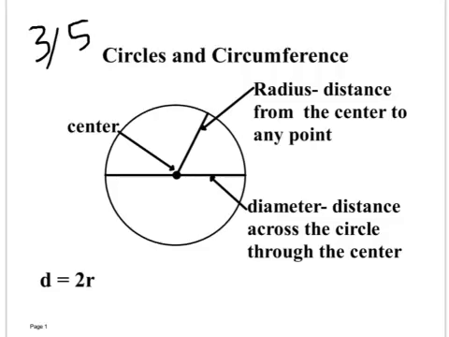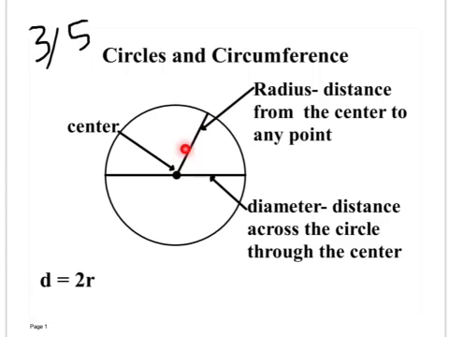Today we're doing circles and circumference. A couple things you need to know about a circle. The radius is the distance from the center to any point, as long as it starts at the center and goes to any point. It can go here, or here, or here. That's the radius.